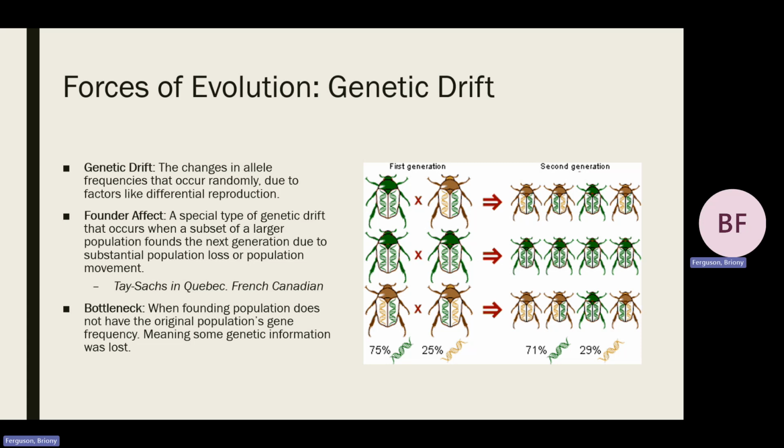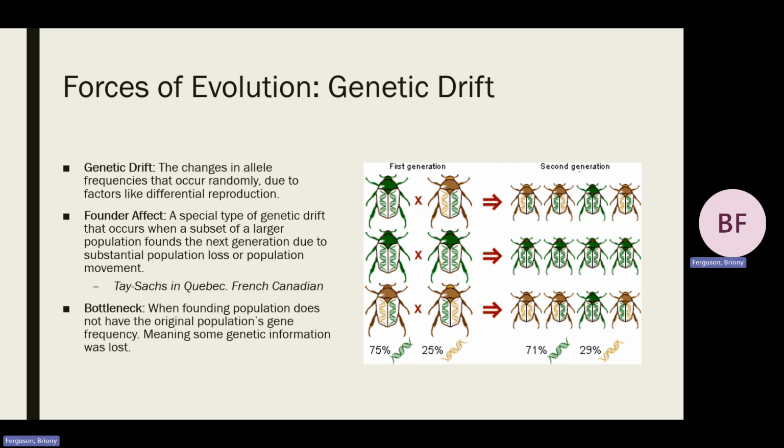Now we've talked about mutation and natural selection as forces or mechanisms for evolution. And now we're going to talk about the last two. So one of those is genetic drift, and this is going to be any changes in allele frequencies that occur randomly due to factors like differential reproduction. So this is where things like sexual and mating preferences are going to come in.